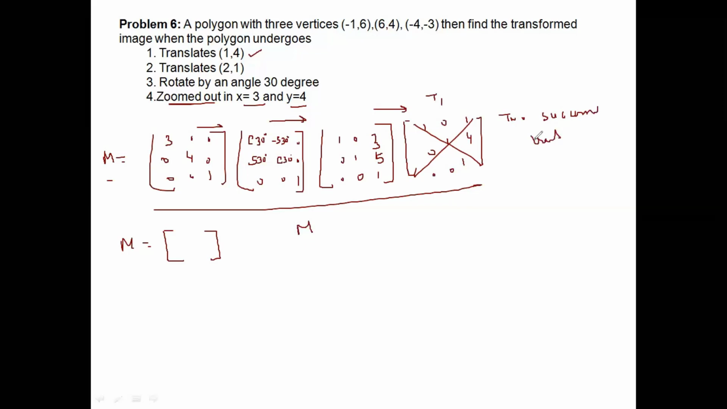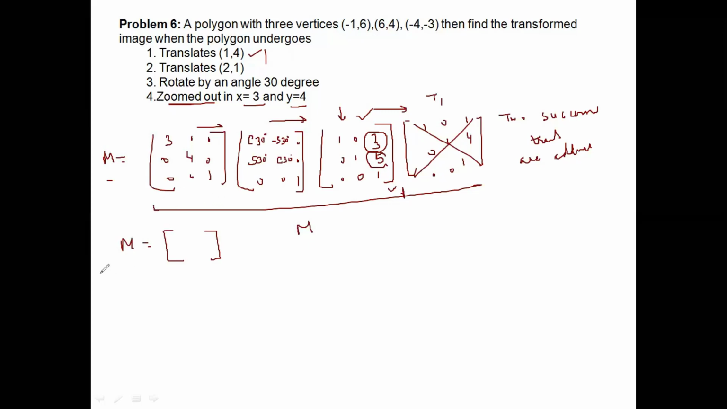Okay, by writing that two successive translations are additive. So by writing this, you can simply write that two translations are additive. The consolidated translation matrix is 1 0 3, 0 1 5, and 0 0 1. So the values in the x direction and y direction are added. That is why one matrix is used here. So it will be reduced to only 3 matrices.